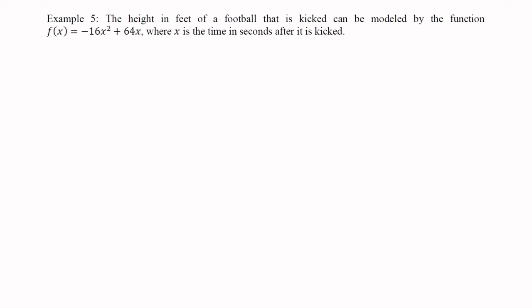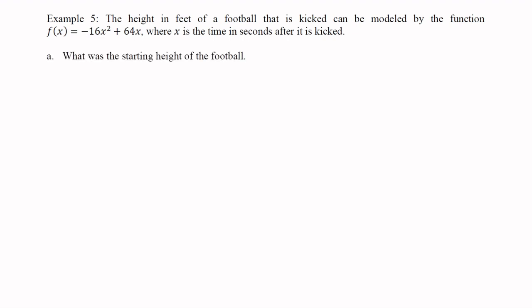The height in feet of a football that is kicked can be modeled by the function f of x equals negative 16x squared plus 64x, where x is the time in seconds after it is kicked. So we're given the equation to use. We just need to figure out what we want to pull from this equation for what is being asked.